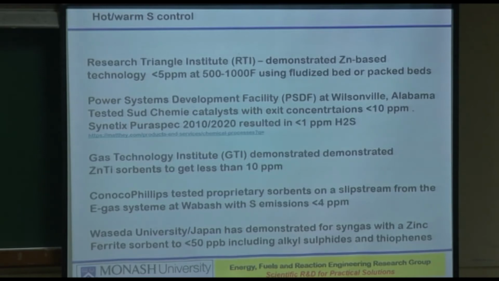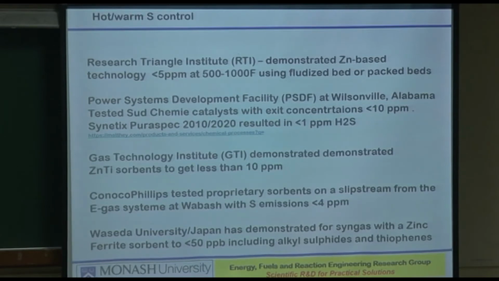And there they used a sulfur removal catalyst supplied by one of the commercial companies, Sudchemy in this instance. But they found that the Sudchemy catalysts give exit concentrations below 10 ppm, but there are others, PuroSpec 2010 or PuroSpec 2020, that resulted in less than 1 ppm hydrogen sulfide. These are all zinc-based beds, zinc-based compounds that they have been using. How they prepare it, that's all commercial secret. Neither Sudchemy nor Syntex will actually tell you.